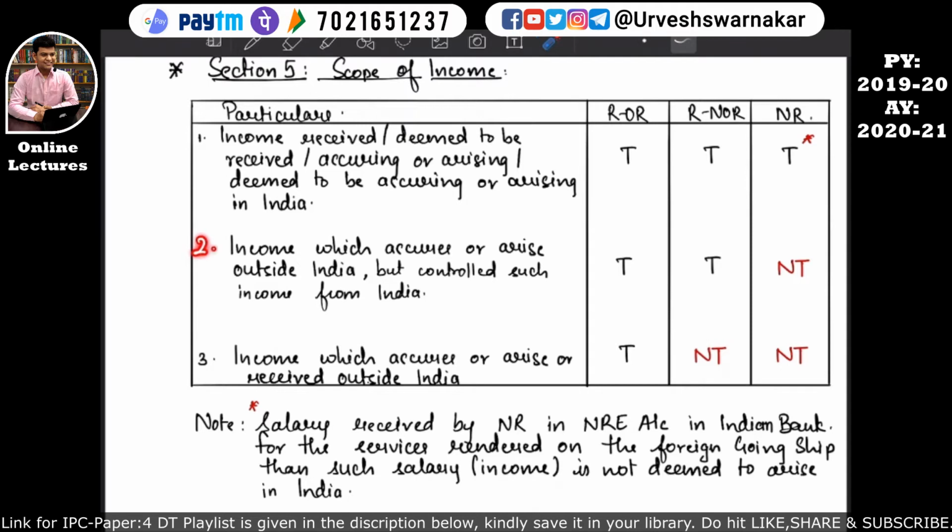I hope this is quite clear to you all. Point number 2 says that income which accrues or arises outside India, but such income is controlled from India, will be taxable to resident ordinary resident as well as resident non-ordinary resident, but it will not be taxable to non-resident. I hope this is quite clear to you all. So now let's move on to point number 3. Point number 3 says that income which accrues or arises or is received outside India and such income is also controlled outside India will be taxable only to resident ordinary resident, but it will not be taxable to resident non-ordinary resident as well as non-resident.